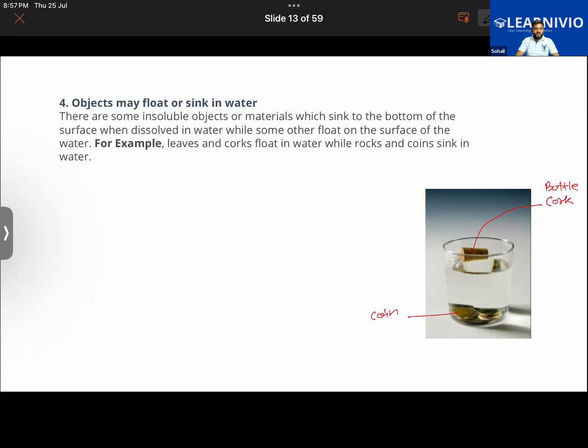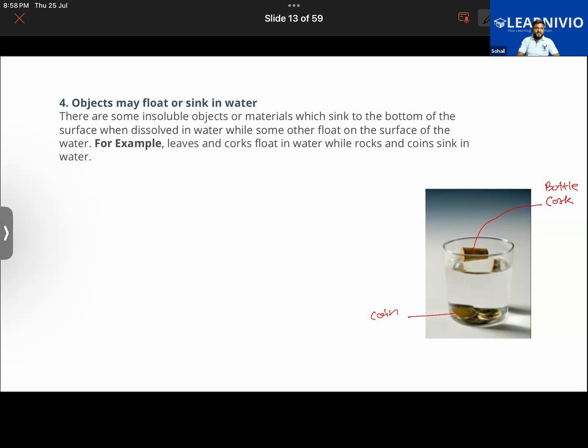A needle and a ship, both of them are made up of metals. But a ship usually, if not overloaded with so many heavy materials, will not be sinking, right? Yes, sir. But the thing about this needle is it will be sinking. Think about this.